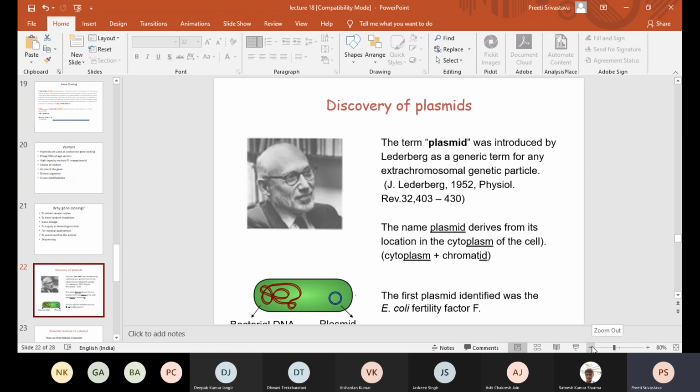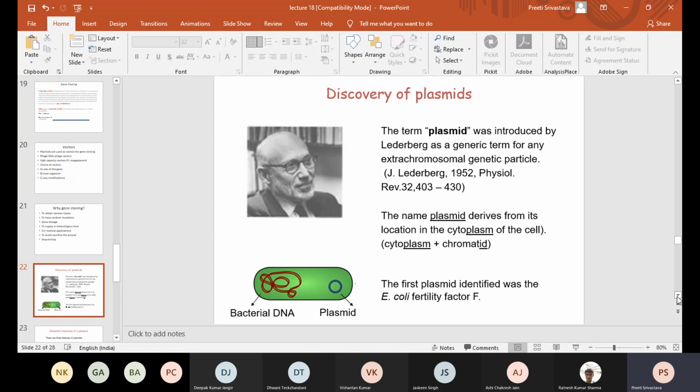So the discovery of plasmids actually dates back to 1952 when Joshua Lederberg introduced the term plasmid. The name plasmid is derived from its location in the cytoplasm of the cell. In the earlier papers they used to call it cytoplasmic chromatid, but finally they combined it into the word plasmid, and this is commonly used nowadays.